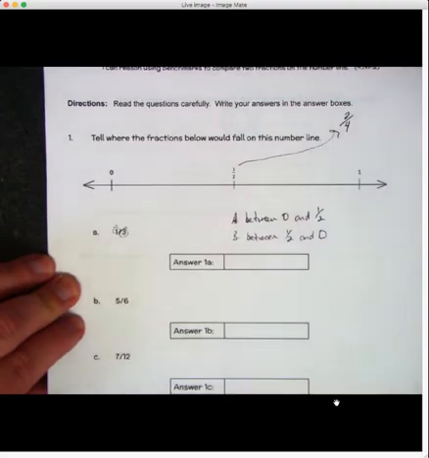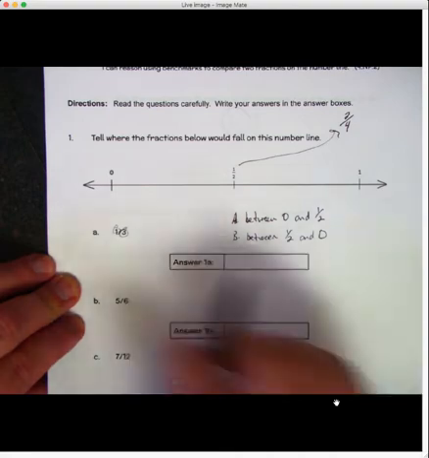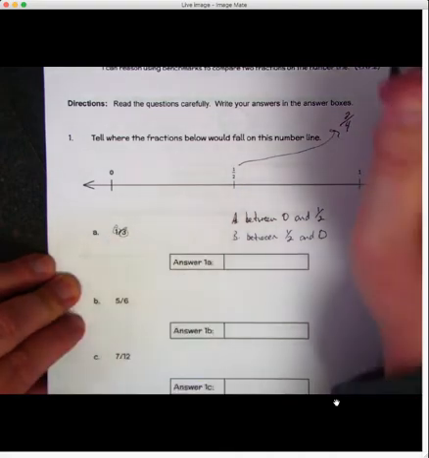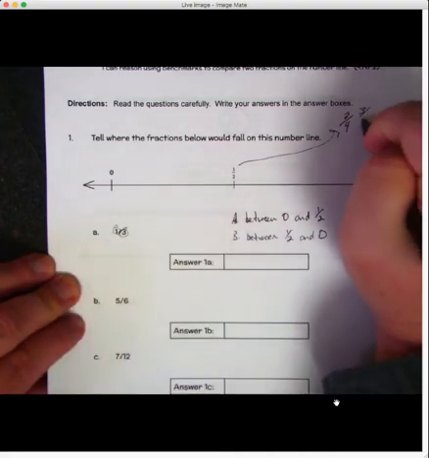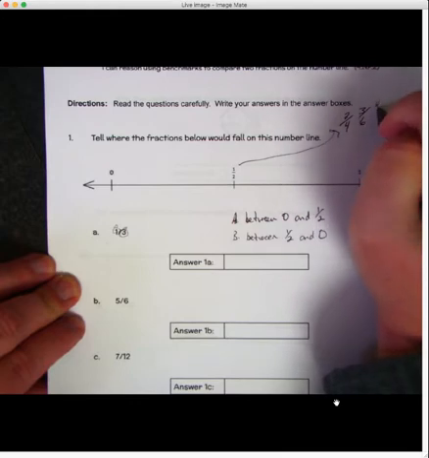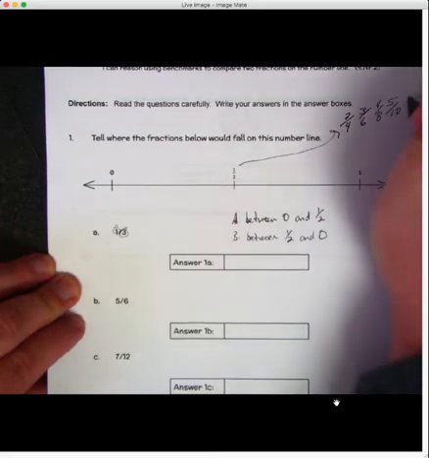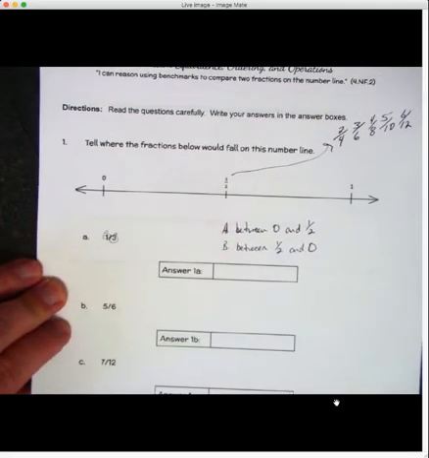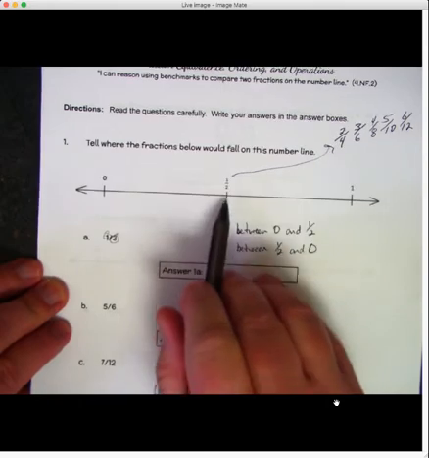2 is half of 4. That's 1/2. Now, odd numbers you can't really do, like 1/3, but 3 is half of 6. 4 is half of 8. 5 is half of 10. 6 is half of 12. And so on. So all of these we know would be halfway.